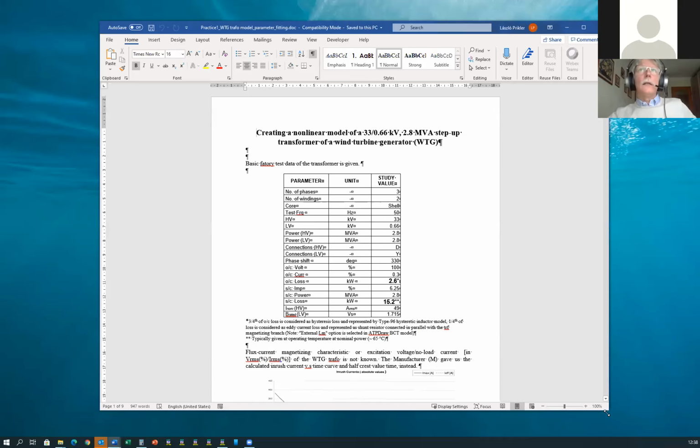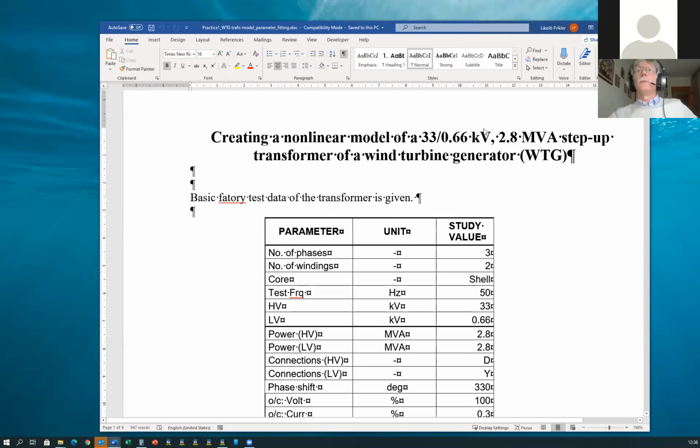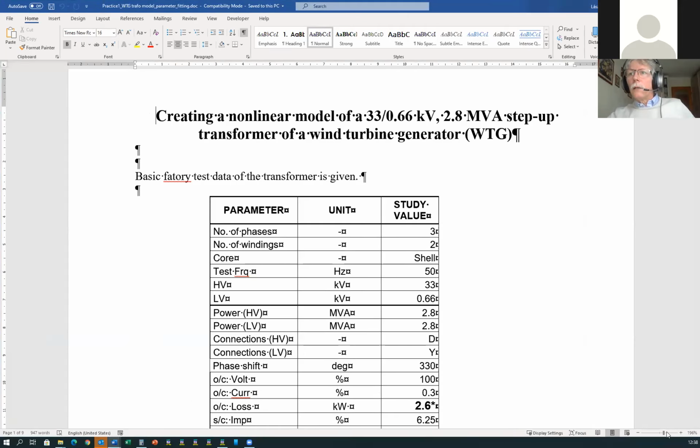Can you see this document now? Yes, we can see it. Okay, Laszlo. Thank you, thank you. Just enlarge it. Yes, I will enlarge it this way and that way too.